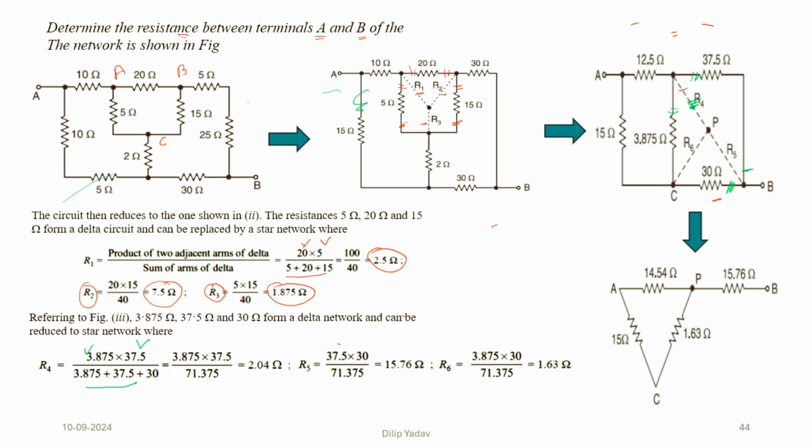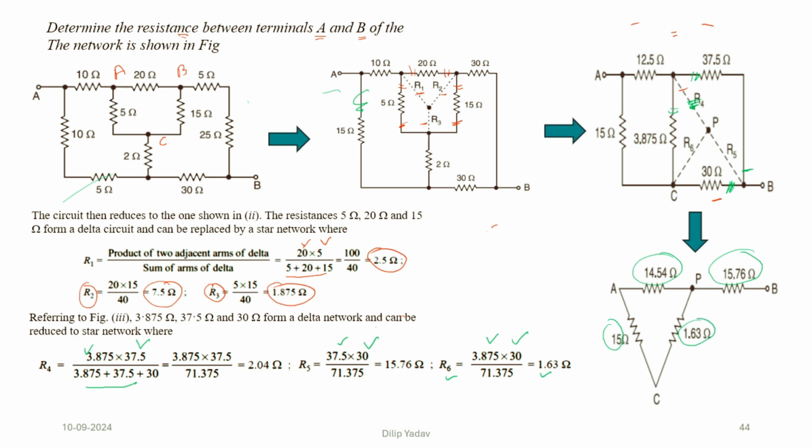That is 13 to 37.5. Similarly, R6 can be calculated. This was the R6. So we have these two will again come into the series. We have 15.76, that is 14.54, 15 and 1.63. This 15 is left still here.